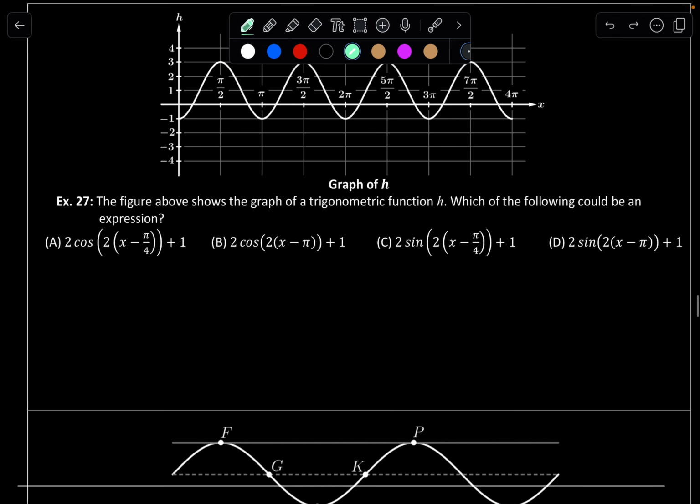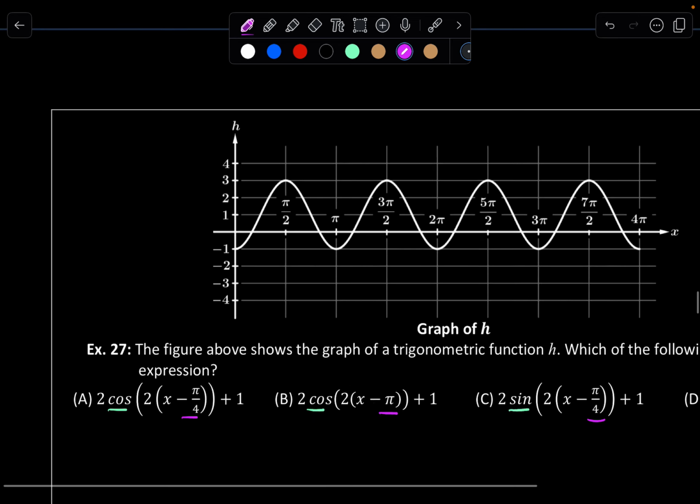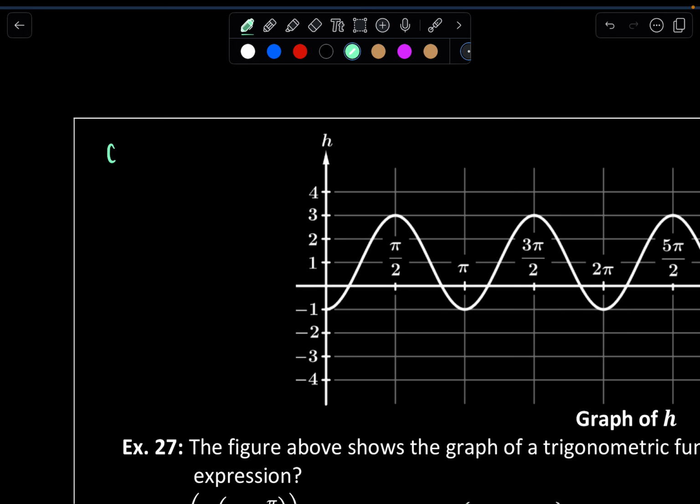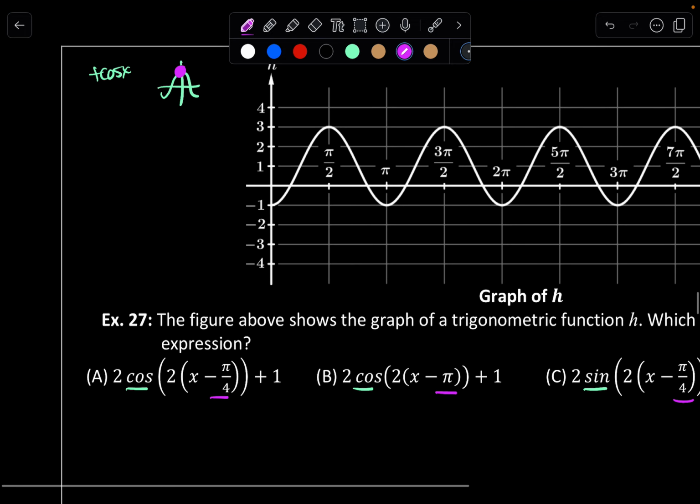So the two things that we are looking at is, are we using cosine or sine? And then what is the phase shift? All right, what is the phase shift? So for cosine, it's specifically positive cosine x. Think of your parent function. If you don't know your parent functions, this whole rest of the year is going to be a real struggle for you. So if I think of cosine, I have that maximum on the y-axis. So I'm going to look for the maximum and see what that does.